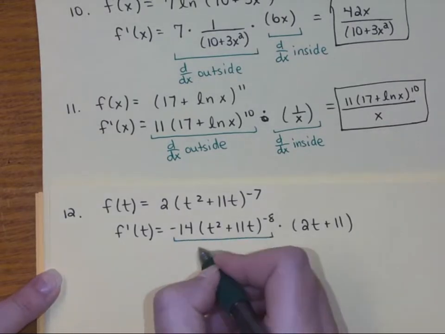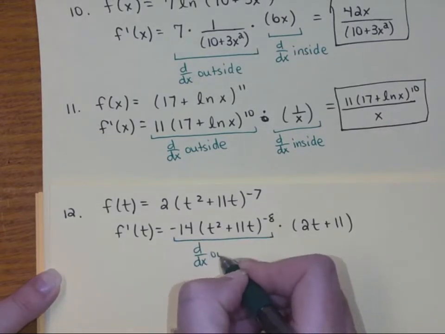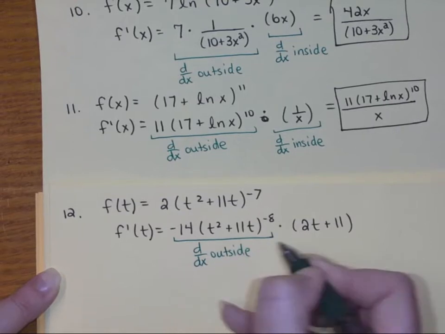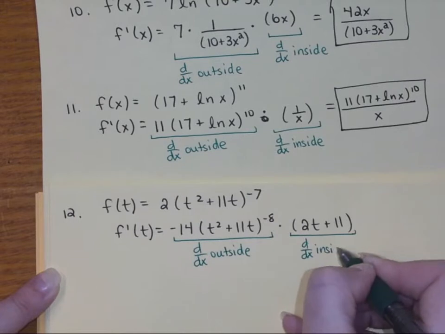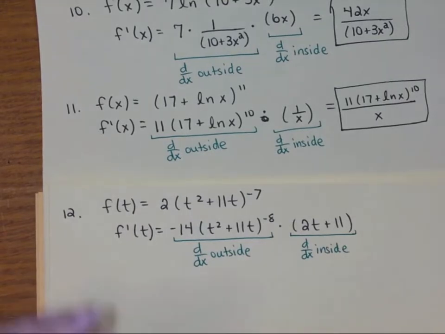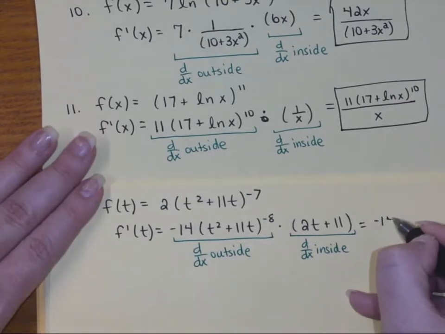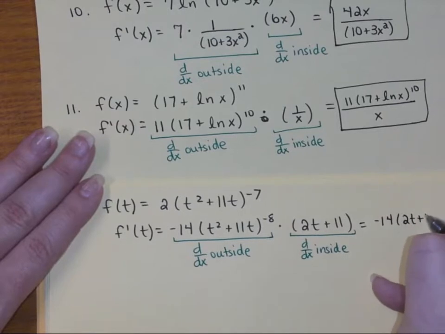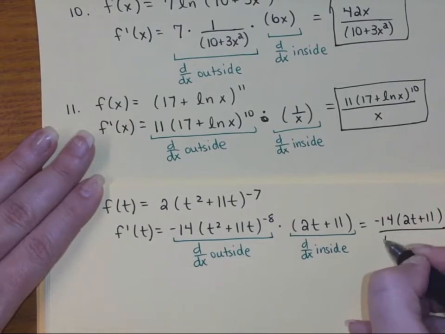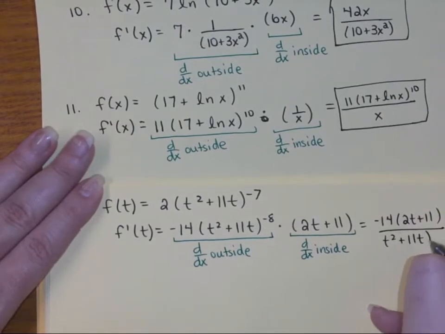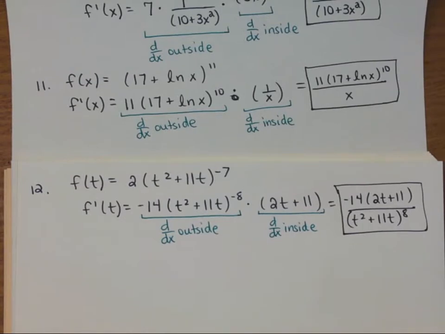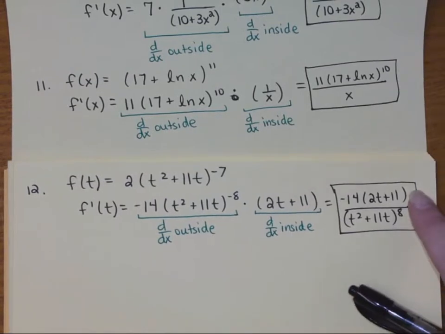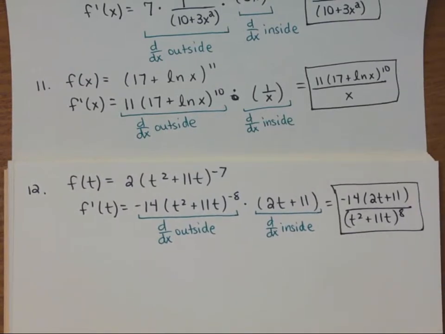So this is the derivative of the outside, and this is the derivative of the inside. So if we wanted to, we could leave it as negative 14 times (2t plus 11), and then move this to the bottom. If you wanted to, technically, you could do distributive property on the top. It's not necessary, but you could do it because we don't have an exponent there. Okay, but I'm just going to leave it like that.